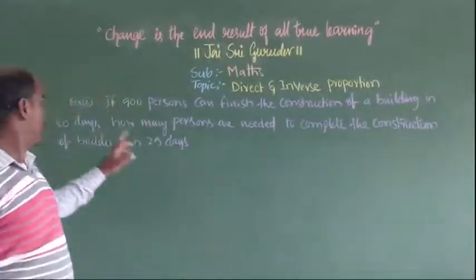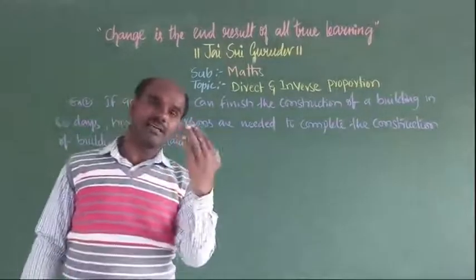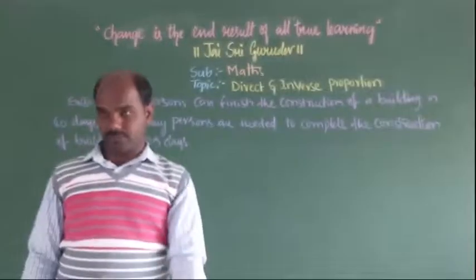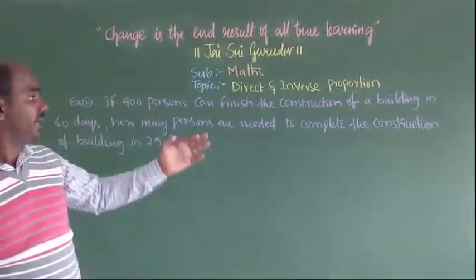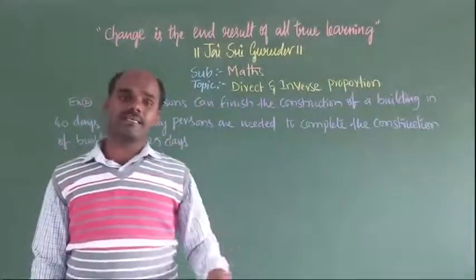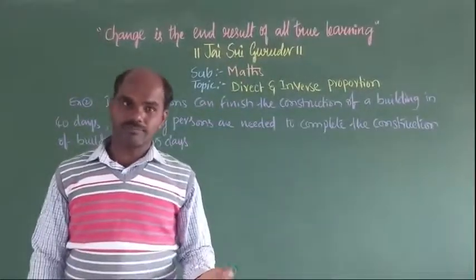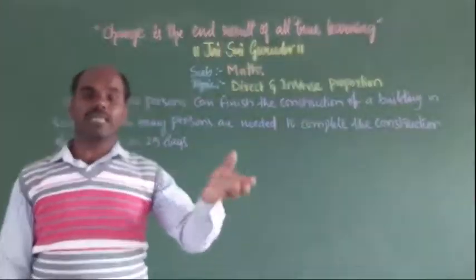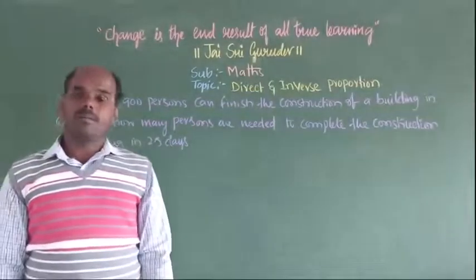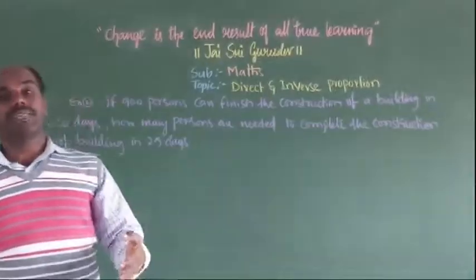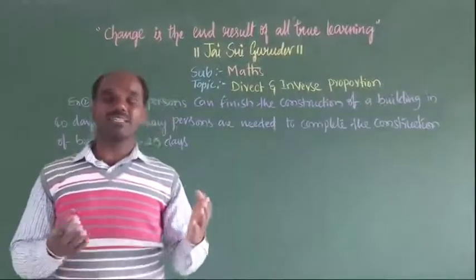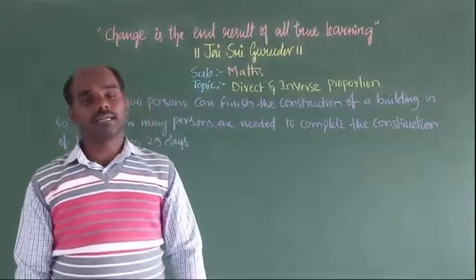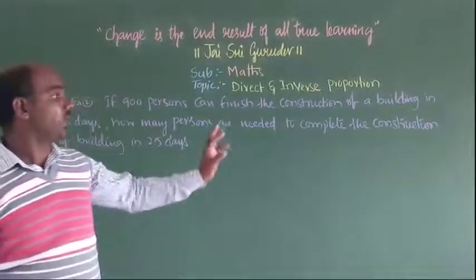The days have decreased, from 40 days to 25 days. So the number of persons will increase or decrease? Increase only. To complete in 25 days only, the persons must increase, and then it is possible to build the building. So when one is increasing and the other is decreasing, which type of proportion is it? Indirect proportion, or inverse proportion.